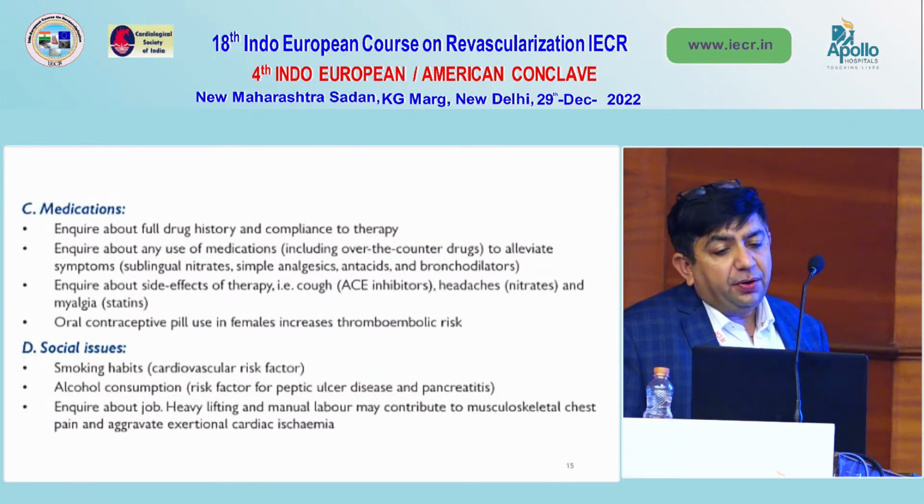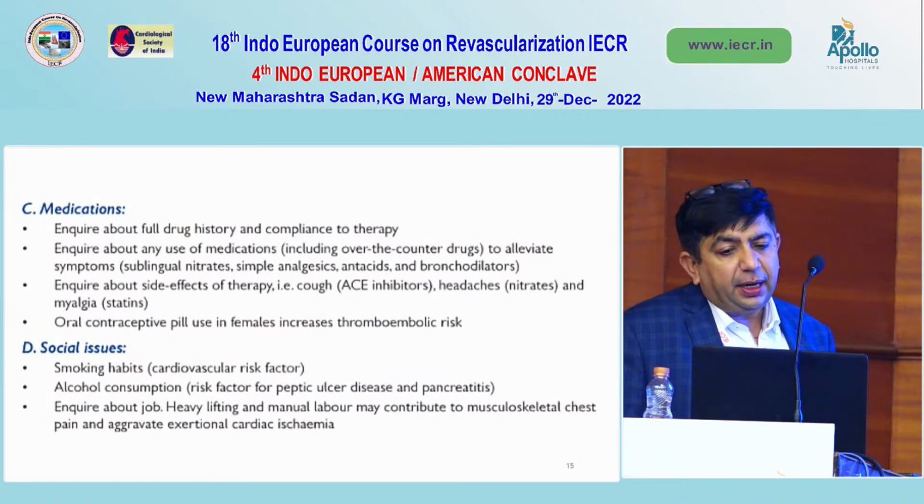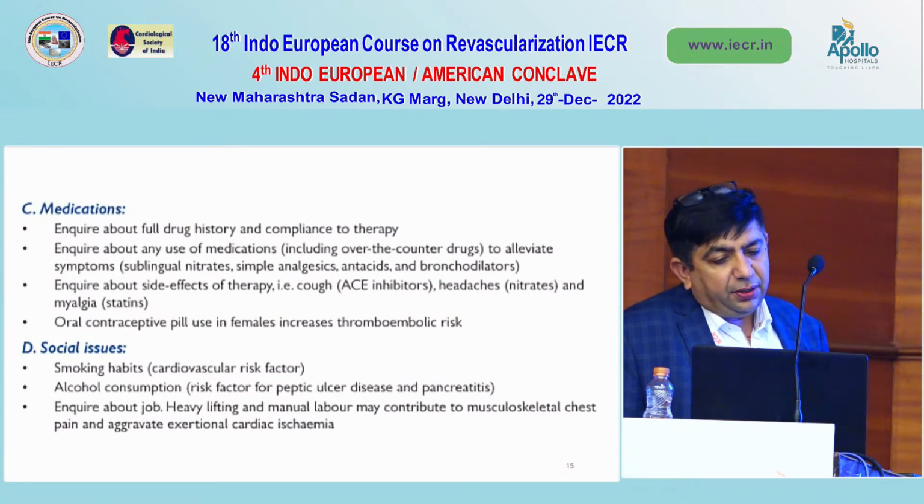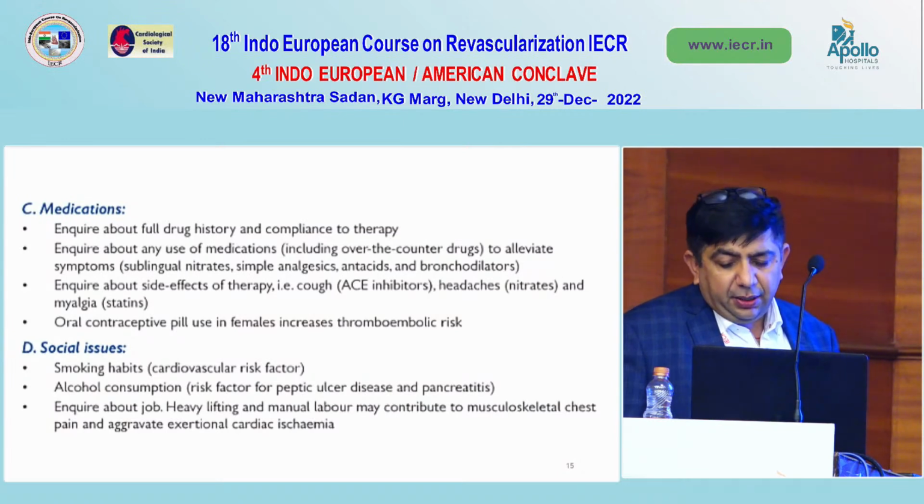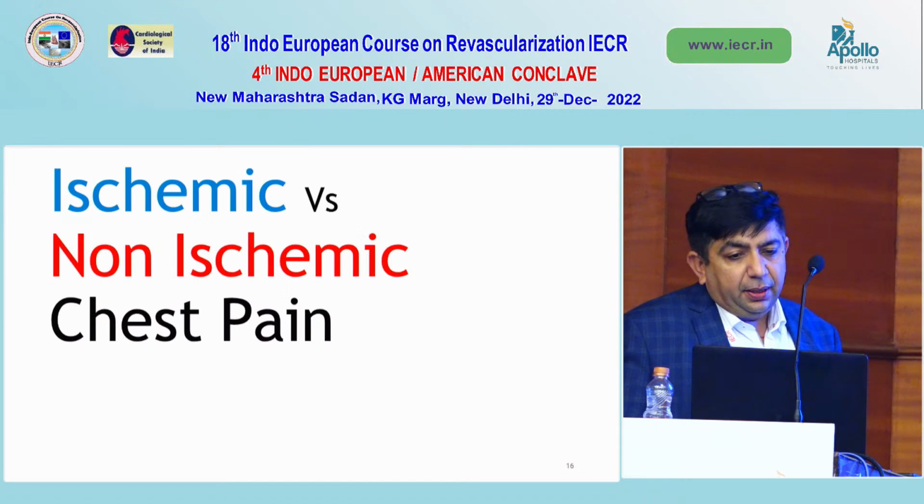Medications: inquire about any drug history, whether the patient is already on any drug for cardiovascular disease, and any compliance to therapy. Then social issues, like smoking habits, which is the number one risk factor for cardiovascular disease. Alcohol consumption. Inquire about the job history; heavy lifting and manual labor may contribute to musculoskeletal pain.